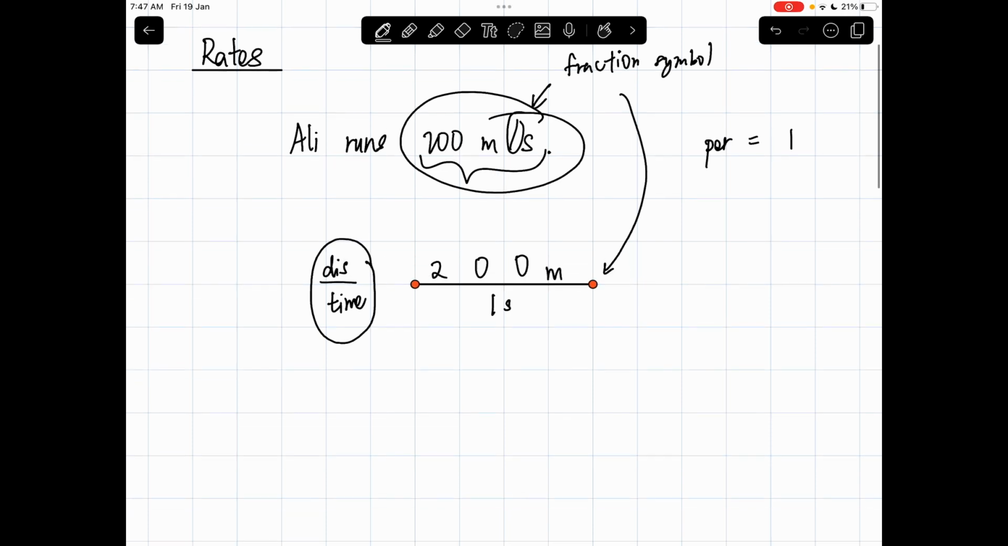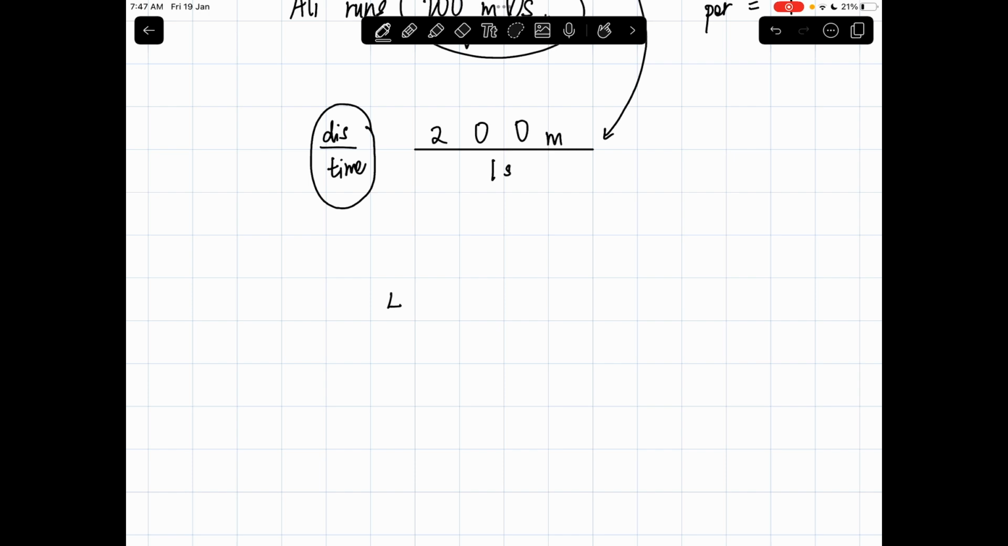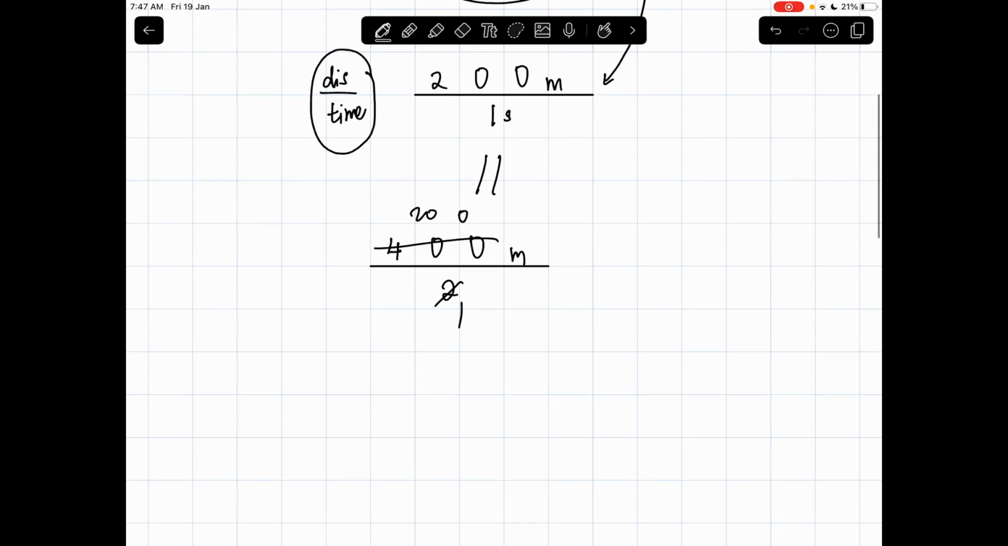So we can also write 200 meters per second as 400 meters in 2 seconds. These two are technically the same. So if you simplify it, you will get 200. This might seem a bit too simple, but trust me, you have to have a good understanding of how all of these work in order to progress further.